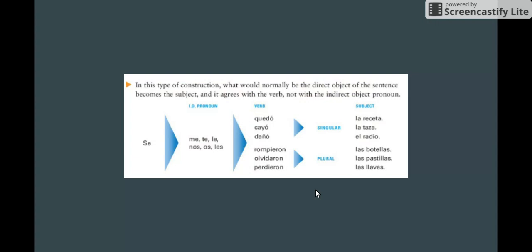So here's the general construction of how these statements are made. Se with the verb in the third person, either singular or plural, depending on whether the subject is singular or plural. And then the indirect object, to whom it happened. So let's say, se me dañó el radio. So the radio broke, or was broken in some sense. Se me dañó el radio. Or se te cayó la taza. The teacup fell from your hands in some sense.